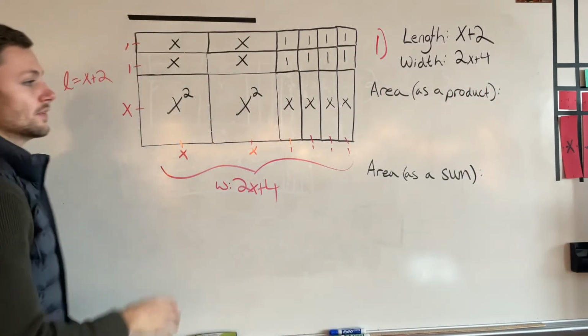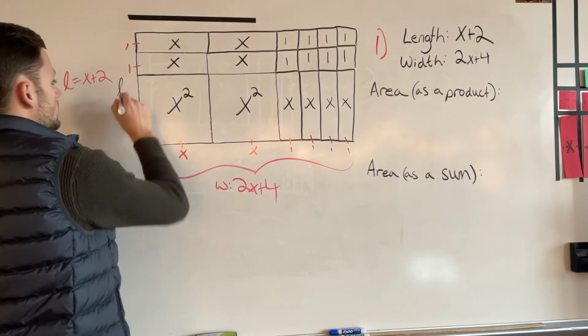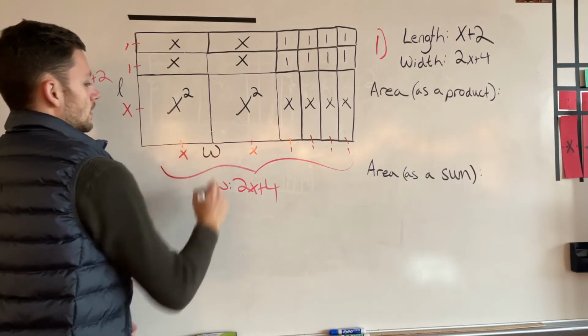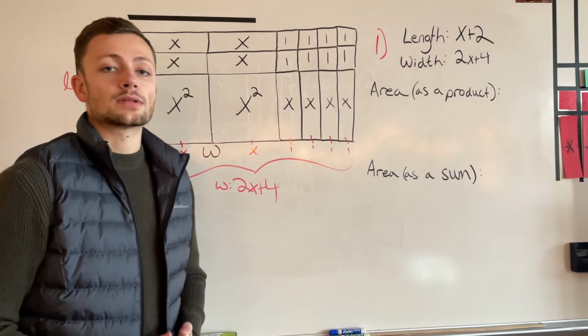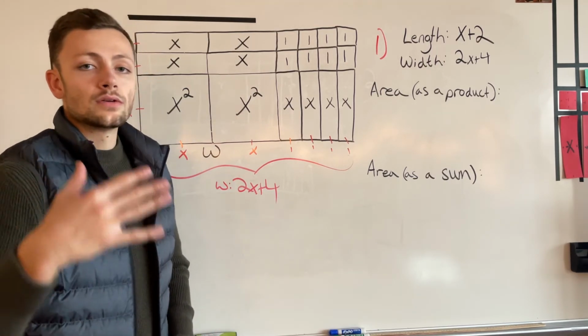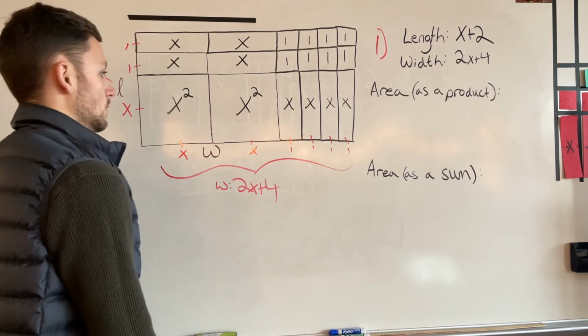Since I am given this image for the algebra tiles, my length is this vertical distance, and my width is the horizontal distance. And I'm going based off of the dimensions of the algebra tiles, which I know from the algebra tiles cheat sheet that you guys have access to while you finish completing this quiz.